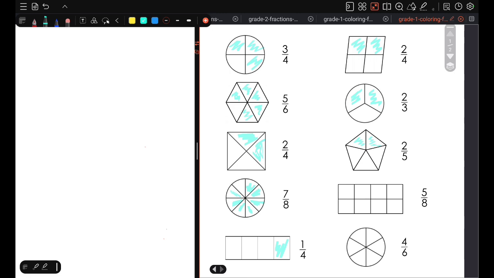The last two, sorry, I want to color 5 parts. 1, 2, 3, 4, 5. So this is 5 parts out of 8 parts. Okay. The last one in the second column, I want to color 4 out of 6. So let's color 4. 1, 2, 3, 4. So 4 parts. That's it.